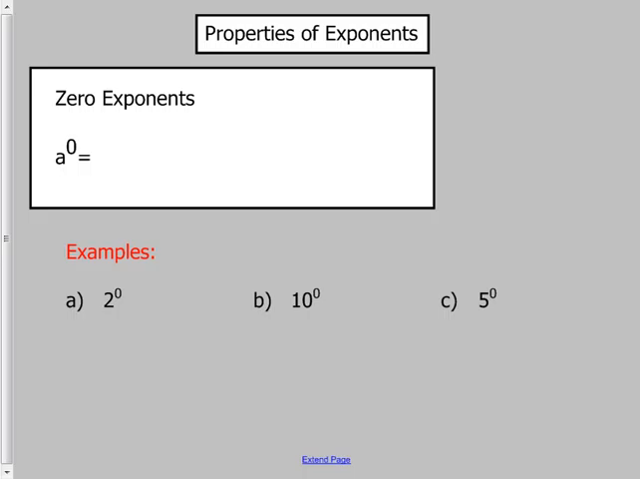All right, moving on. This one, a to the 0, anything to the 0 is 1. And I know you probably have that one memorized, but I want to make sure you understand why it's true.